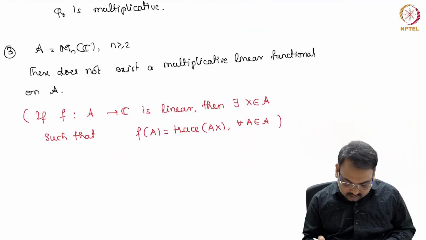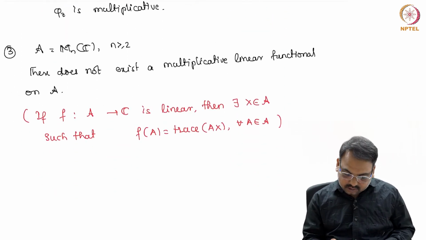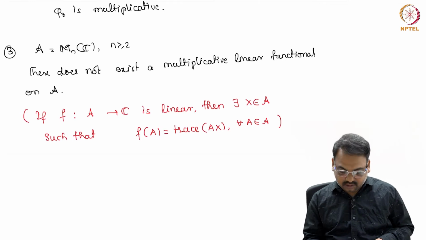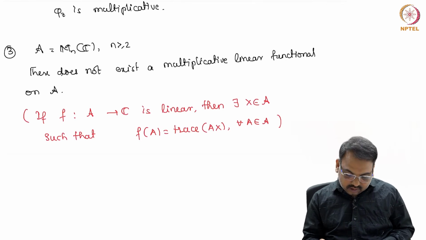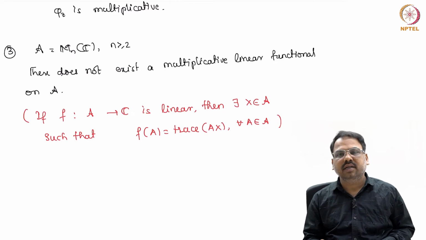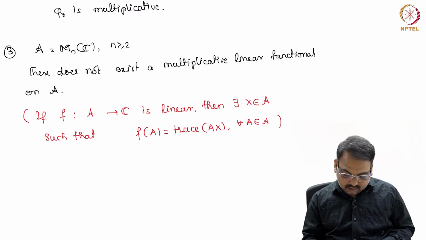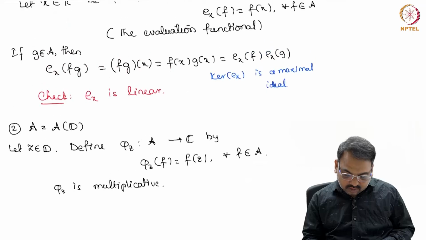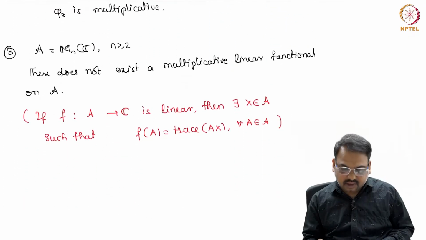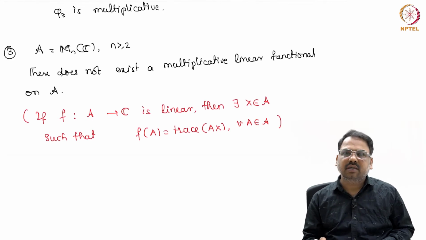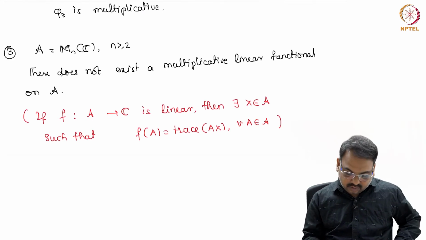And if you look at the last example, since there is no multiplicative linear functional, and we also know that there is no non-trivial ideal, we can guess that there is a connection between maximal ideals and multiplicative linear functionals. Earlier we have seen that the kernel of a multiplicative linear functional is an ideal, and now we will show that there is a one-to-one correspondence between maximal ideals and multiplicative linear functionals. Okay, so we'll write this as a theorem.